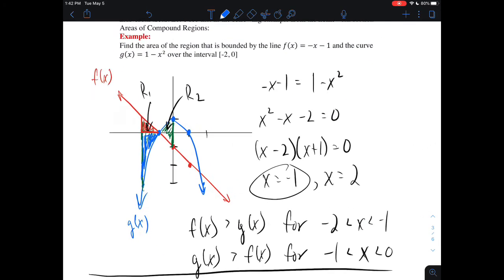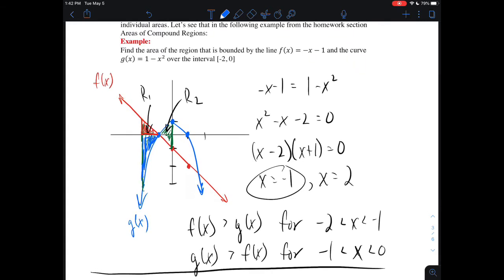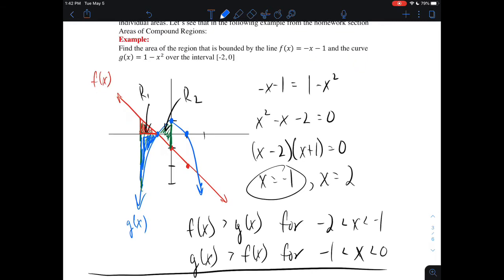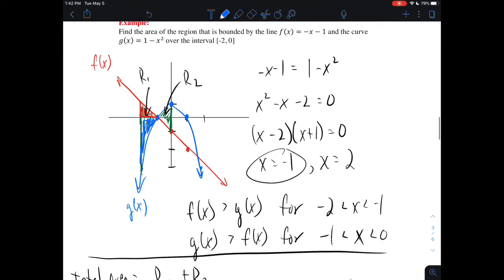So keep that in mind when you're getting your answers. It's a good way to maybe check that what you're doing is correct, and also just have an intuitive sense about the positive and negative nature of these areas anyway that we saw back in Chapter 5.